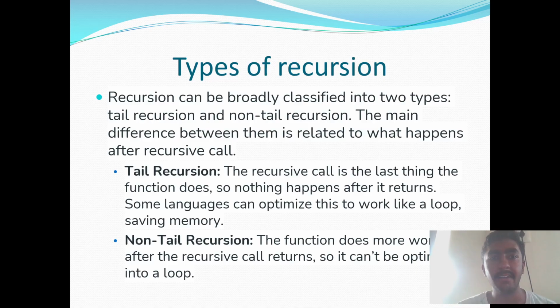So before having our recursion summary, let's quickly see what kinds of recursion there are. Recursion can be broadly classified into two types: tail recursion and non-tail recursion. The main difference between them is related to what happens after the recursive call. Tail recursion: the recursive call is the last thing the function does, so nothing happens after it returns. Some languages can optimize it to work like a loop, saving memory. A non-tail recursive function does more work after the recursive call returns, so it can't be optimized into a loop.